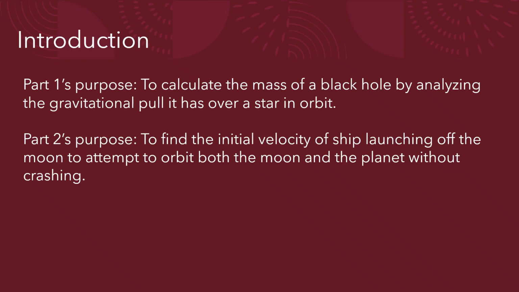Introduction. Part 1's purpose was to calculate the mass of a black hole by analyzing the gravitational pull it has over a star in orbit. Part 2's purpose was to find the initial velocity of a ship launching off the moon to attempt to orbit both the moon and the planet without crashing.